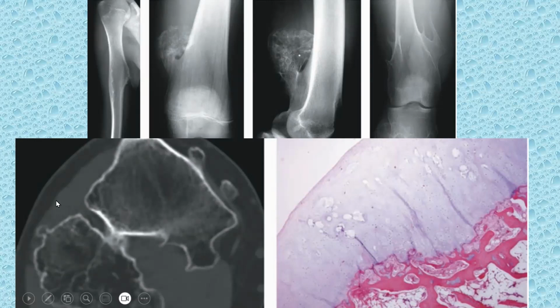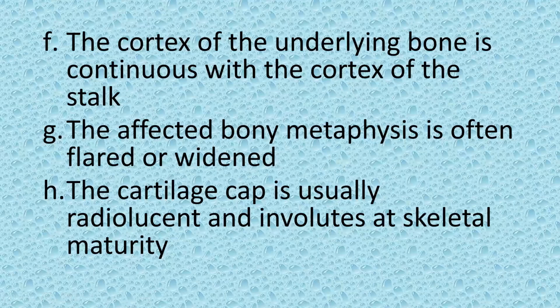The cortex of the underlying bone is continuous with the cortex of the stalk. The affected bony metaphysis is often flared or widened. The cartilage cap is usually radiolucent and involutes at skeletal maturity. It involutes, it shrinks as maturity arrives. If it enlarges and becomes thicker, then you should be aware that this could be changing to a chondrosarcoma.